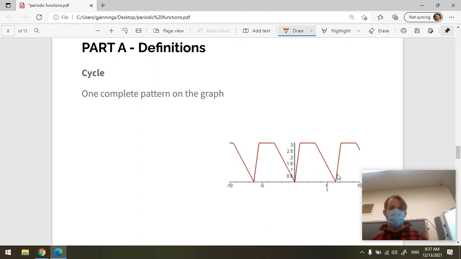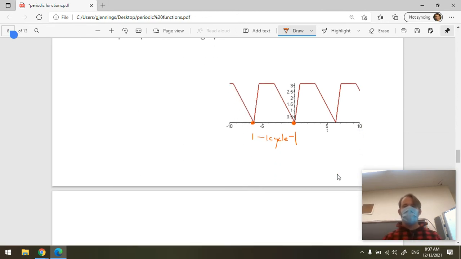And a cycle here is one complete pattern on a graph. So here, if we say this is the starting point there at 0, it doesn't have to be the starting point there. In fact, we could say this is the starting point as well. From here to here, this is one cycle. Going from there to there. One cycle from here to here. So a cycle is one full walkthrough of that pattern. One full example of the pattern that's repeating periodically is a cycle.